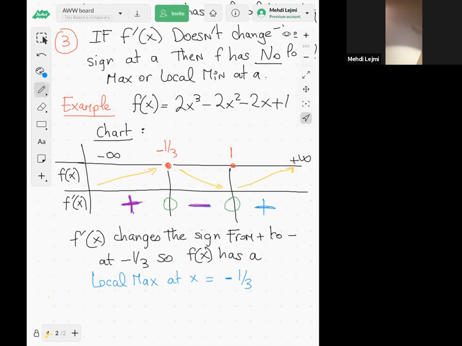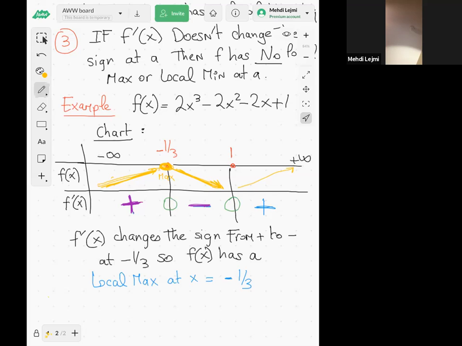All right. And again, guys, you can even see it from the chart. You see here it's increasing and then it decreases, right? So this point here would be a local maximum, right? That would be like the highest point in the neighborhood of -1/3, right? So that's a local maximum. It's because the derivative went from plus to minus.